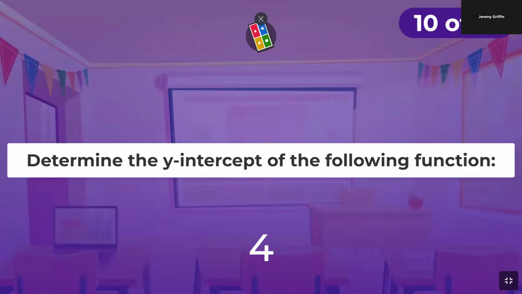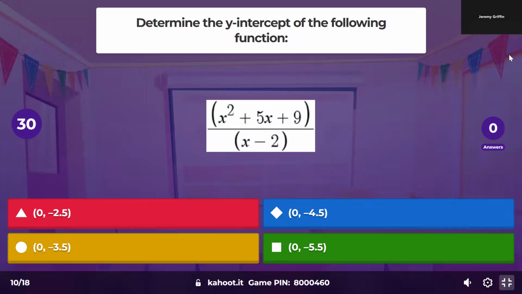All right. Next one. Determine the y-intercept. Guys, can you just plug in 0 for x? Isn't that what y-intercept is? Let's plug in 0 for x. Is that 9 over negative 2? If you let all the x terms go to 0, you just have 9 over negative 2. What is 9 divided by negative 2?